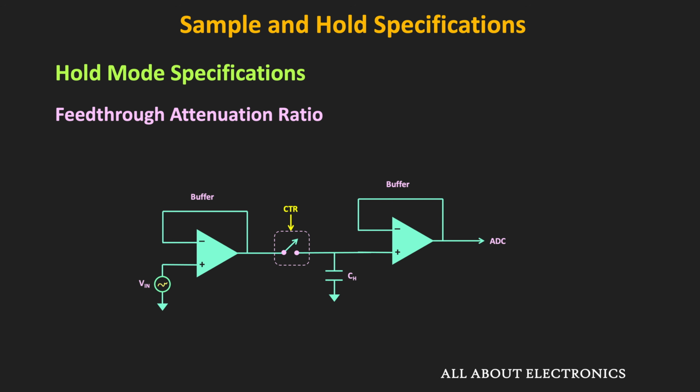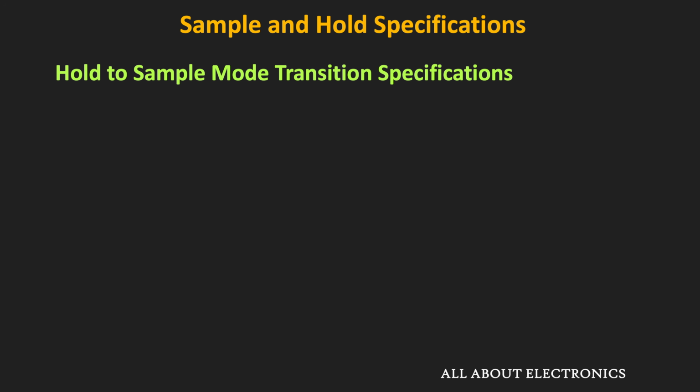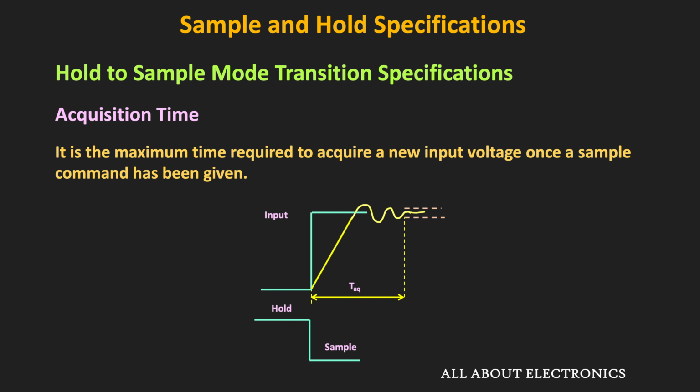Now finally, let's see the specification which is defined for the hold mode to sample mode transition. That means when the sample and hold circuit is going from the hold mode to the sample mode. One such important specification is the acquisition time. It shows the maximum time that is required to acquire the new input voltage once the sample command is given. We know that once the hold command is given, the sample and hold circuit tries to keep the output voltage constant at the last sample value.